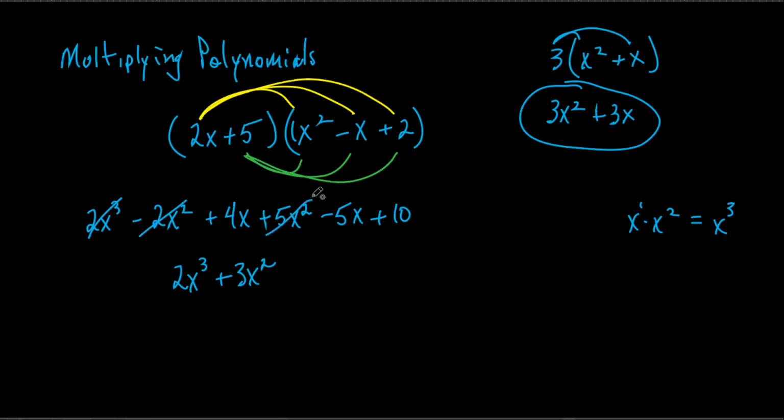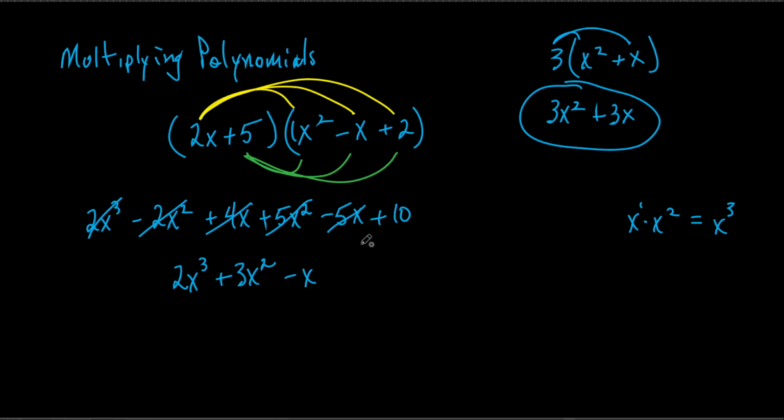I'm done with that one. I'm done with that one. What else do we have? We got some x's. I got a positive 4 and a minus 5. 4 minus 5 is negative 1. Do you need the 1? Not really. X. So that's 4 minus 5 is negative 1x. If you want to put the 1 there, you can. It's not that big of a deal.